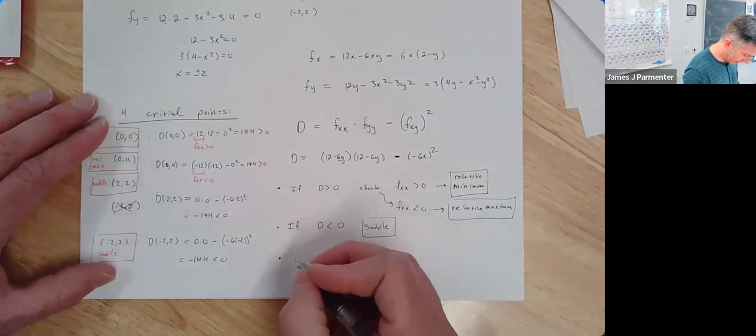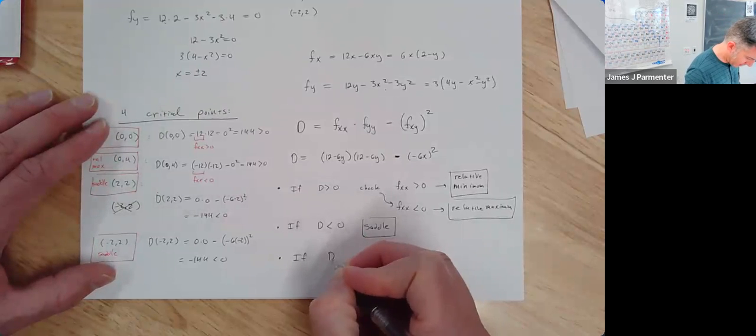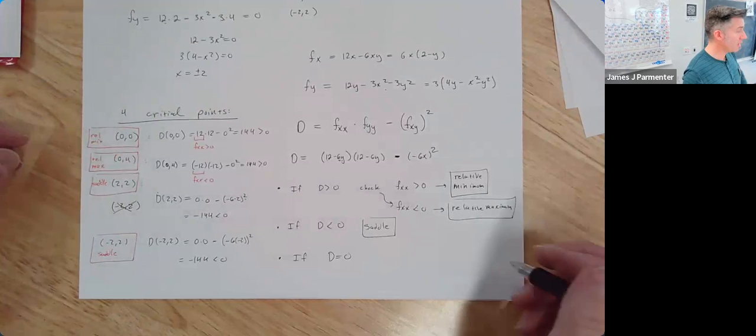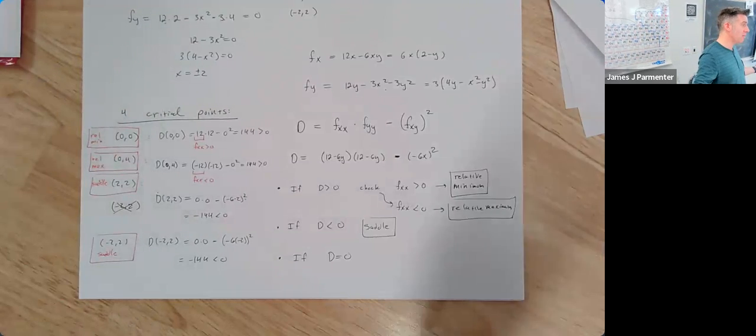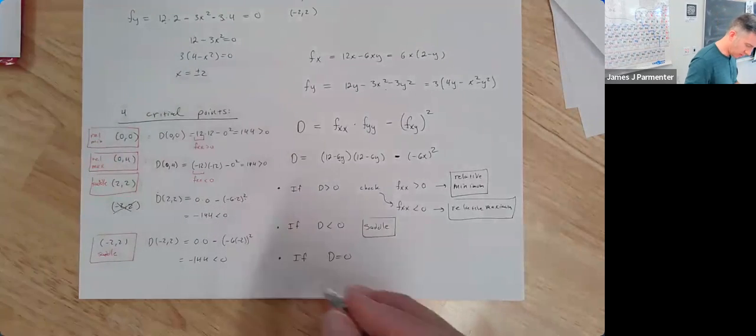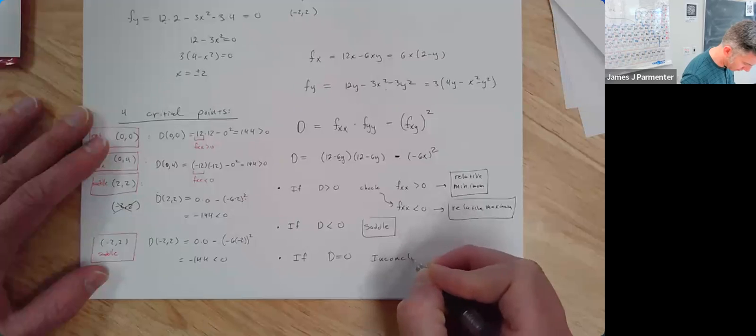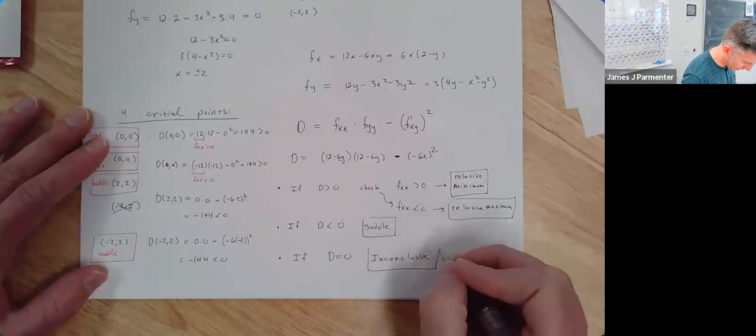Lastly, sadly, if D happens to equal 0, the test is inconclusive, meaning we don't know if that point is a maximum, a minimum, a saddle point, or something else that's weird. So usually we hope that D isn't 0. Inconclusive. But it does happen occasionally.